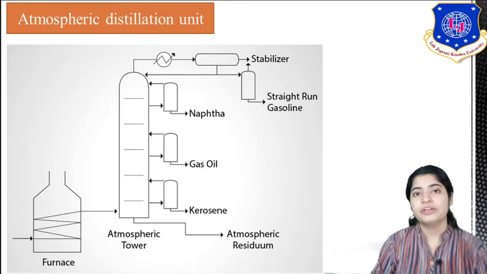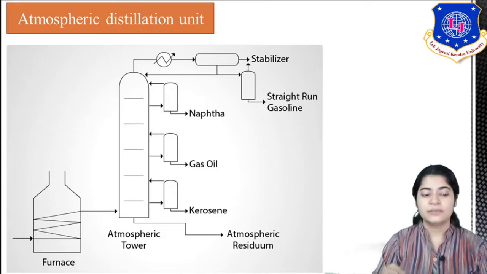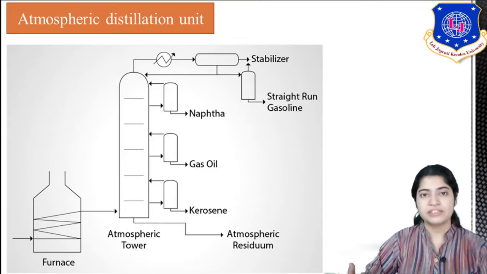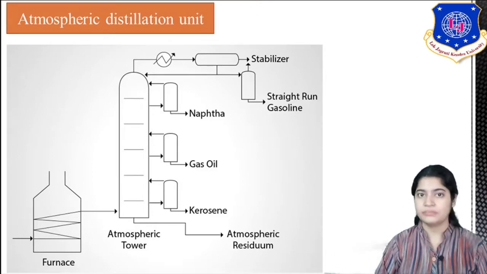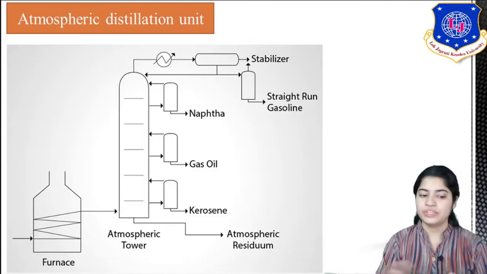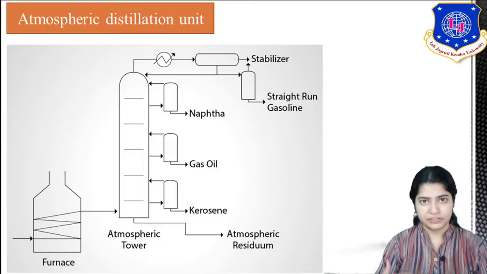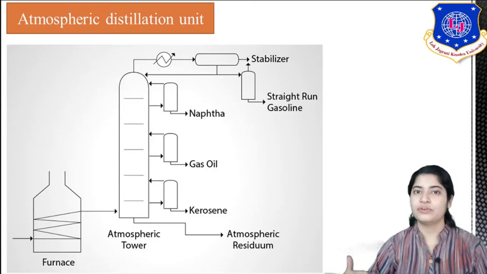The important terminology here is flash zone. What is the flash zone? The partially vaporized feed enters the column, and that area where it is introduced is your flash zone. So here in the atmospheric tower you can see, based on the difference in boiling points, you are taking out your fractions.